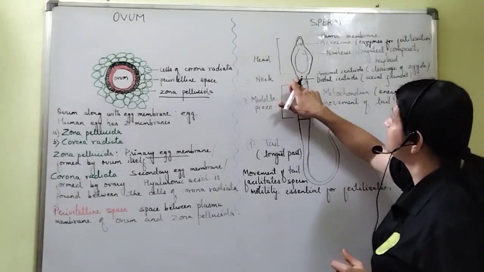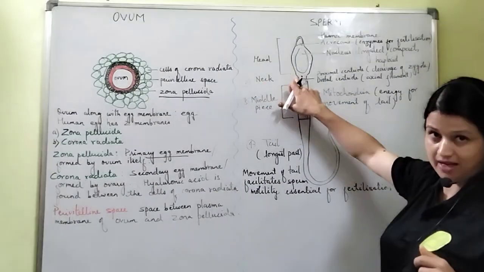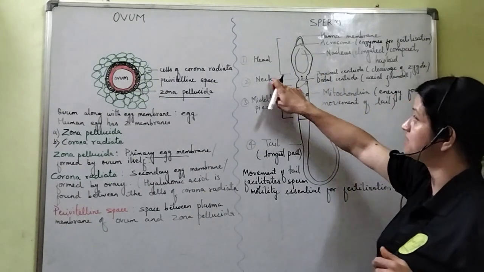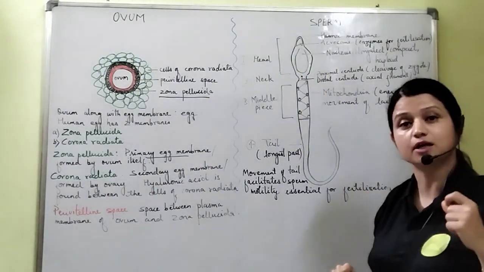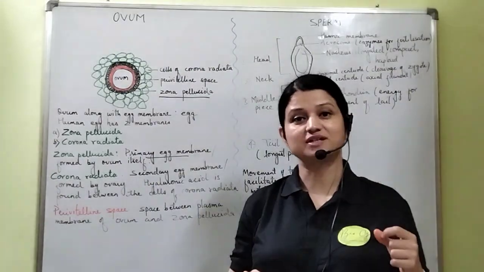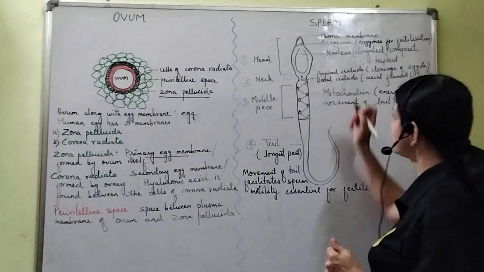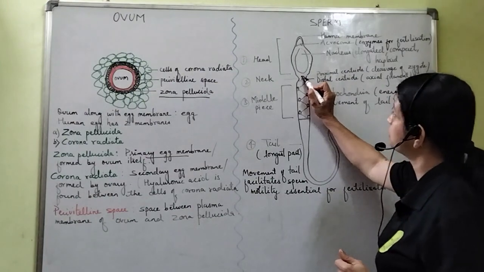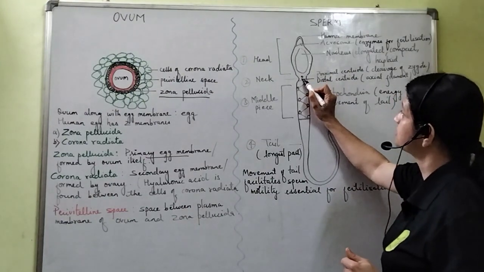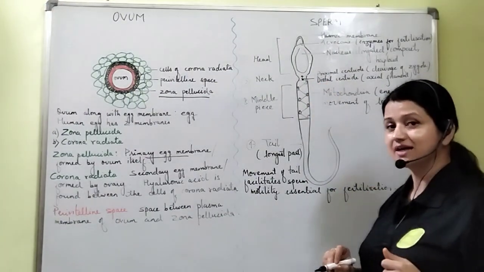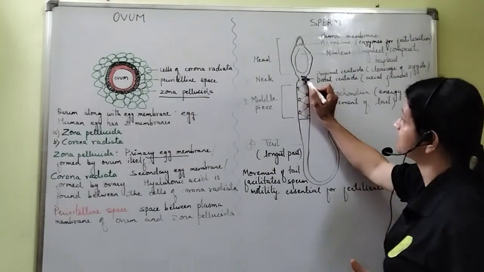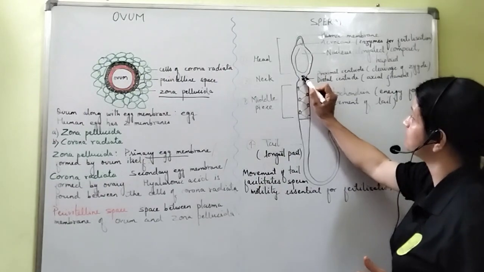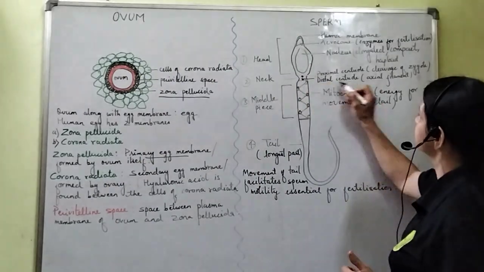After head you can see this portion is known as neck. Between the head and the middle piece is present the neck. अब नेक में क्या प्रेजेंट है? नेक में सेंट्रियोल्स प्रेजेंट है. क्लियर? What is present? Centriole. This is the proximal centriole and this is the distal centriole. Clear? NCERT में शायद डिटेल में नहीं दिया है पर आपको याद होना चाहिए बेटा. नेक में क्या प्रेजेंट है? सेंट्रियोल प्रेजेंट है, proximal centriole and distal centriole.